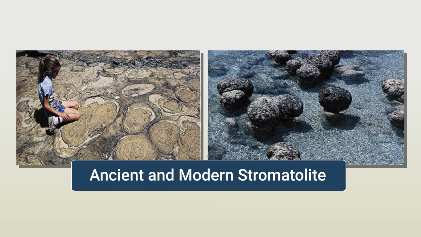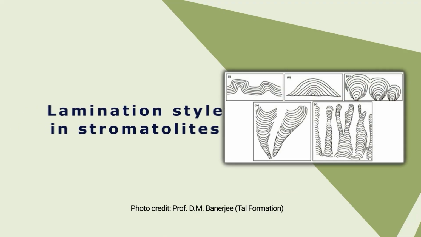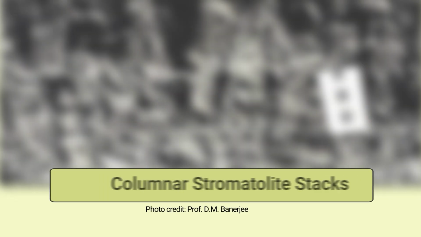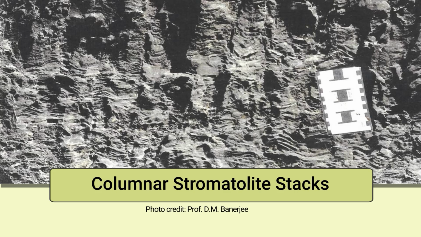So these are also called living fossils. Laminated stromatolites are shown by different types of lamination. They are either horizontally laminated or domical or cylindrical in shape, or they show different types of bifurcations. Example here, a columnar stromatolite, where you can see the vertical column.